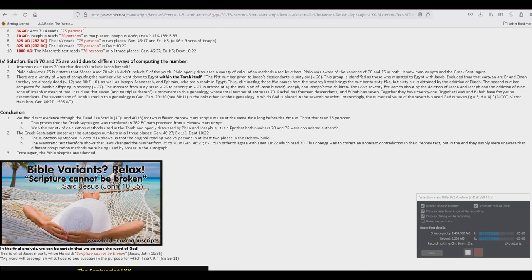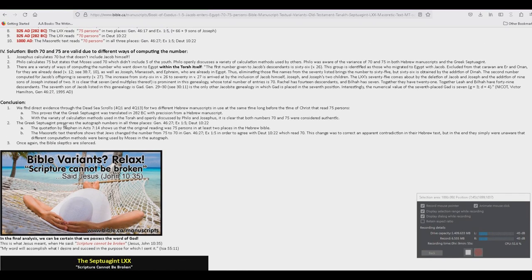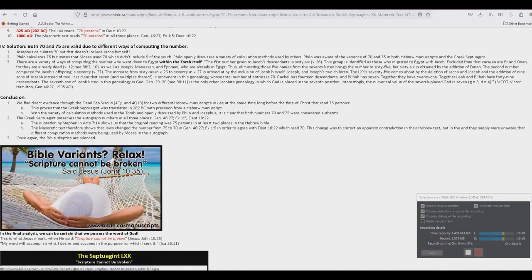The Septuagint was using a Hebrew manuscript that said 75 souls, because the Dead Sea Scrolls prove that these Hebrew manuscripts existed, okay? Now, with a variety of calculation methods used in the Torah and openly discussed by Philo and Josephus, it is clear that both the numbers 70 and 75 were considered authentic. The Greek Septuagint preserves the autograph numbers in all three places.